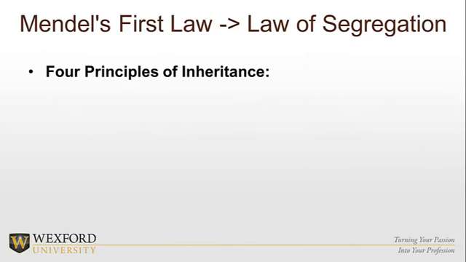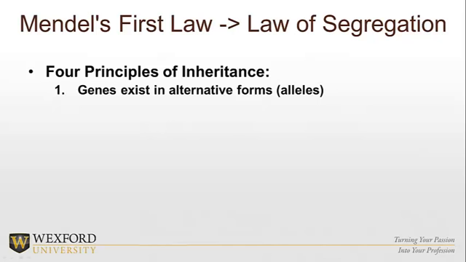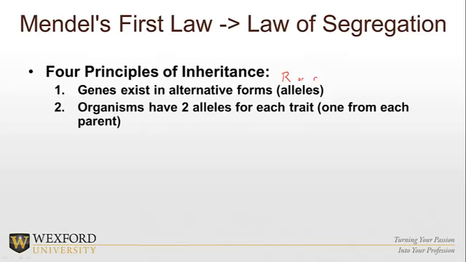Mendel's first law, we didn't explicitly state it, we implied a few of these last time, the law of segregation. There are four principles of inheritance that come with his first law. First of all, genes exist in alternative forms. Those are those alleles, which we've been symbolizing as big R or little r, right? And organisms will always have two alleles for each trait, one from each parent.